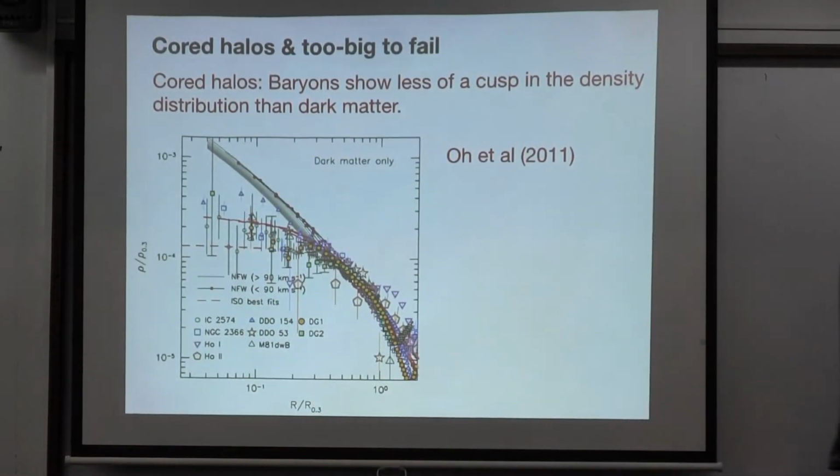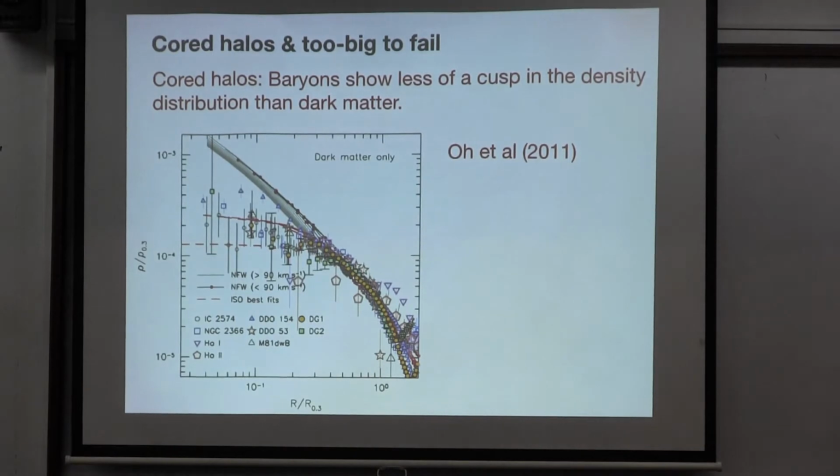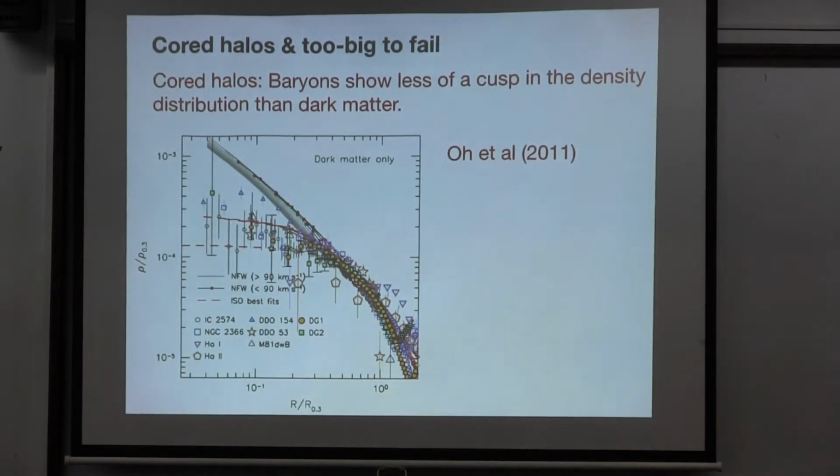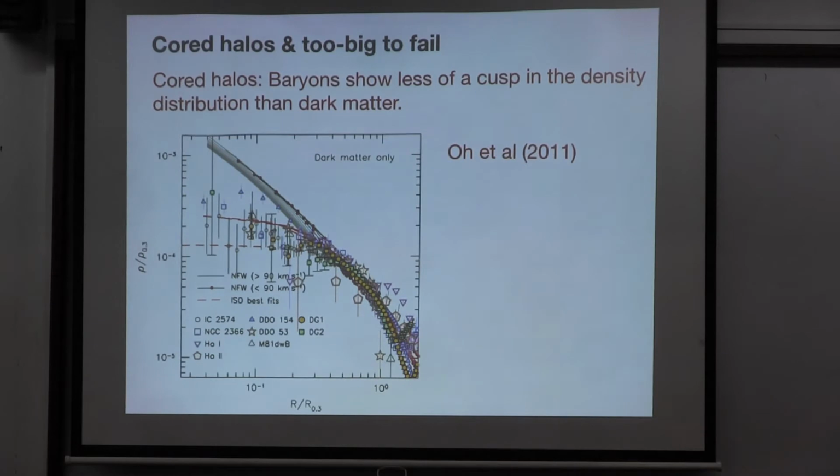And there's a couple of other effects also, which is the fact that the baryons will fall in and they will slosh around, and they can then affect the shape in the center, but it's mostly to do with feedback.